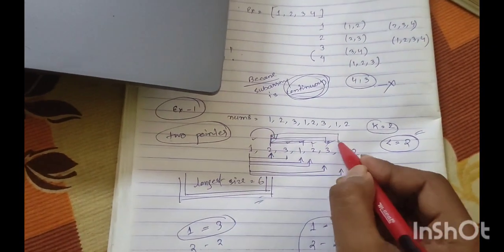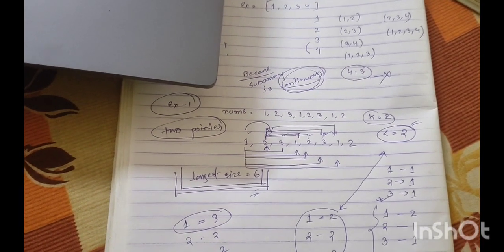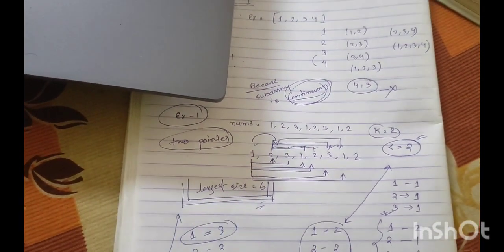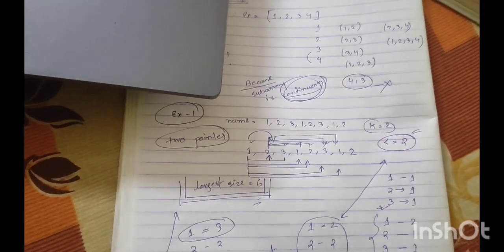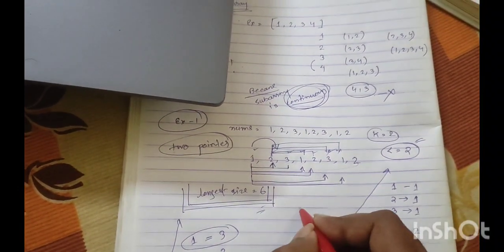We are starting from 2 to 1. Okay, so same, 2 is 2 times, 3 is 2 times, and 1 is 2 times. We check now. This is also the same as this, and the longest size is 6, right? So you can check the full array, and the longest size is coming 6, right?